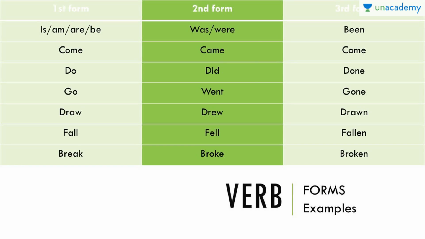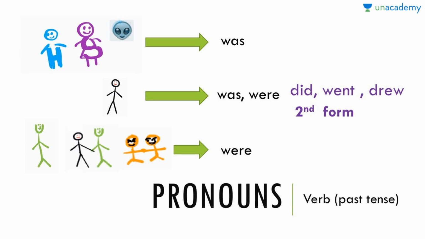Now we learned when to use the second form of verb. The second form of verb is usually used when we're using the verbs in past tense. For example, he went somewhere. That was in the past. So we will say he went somewhere and not that he go somewhere or that he do this work. We'll say he did this work because we're talking about the past. Similarly, you can always use this image and then try to make sentences on your own, like I was there, I drew a diagram, and so on.